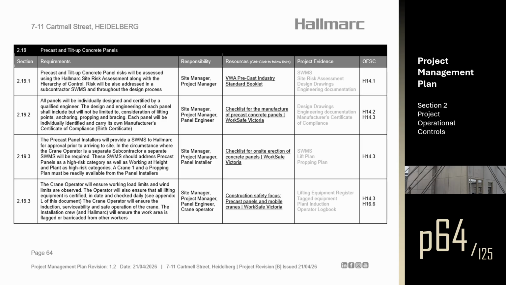These SWMS should address precast panels as a high-risk category, as well as working at height and plant as high-risk categories. A crane lift plan and a propping plan must be readily available from the panel installers. Section 2.19.4. The crane operator will ensure working load limits and wind limits are observed. The operator will also ensure that all lifting equipment is certified, in date and checked daily. See Appendix L of this document. The crane operator will ensure the induction, serviceability, and safe operation of the crane. The installation crew, and Hallmarc, will ensure the work area is flagged or barricaded from other workers.